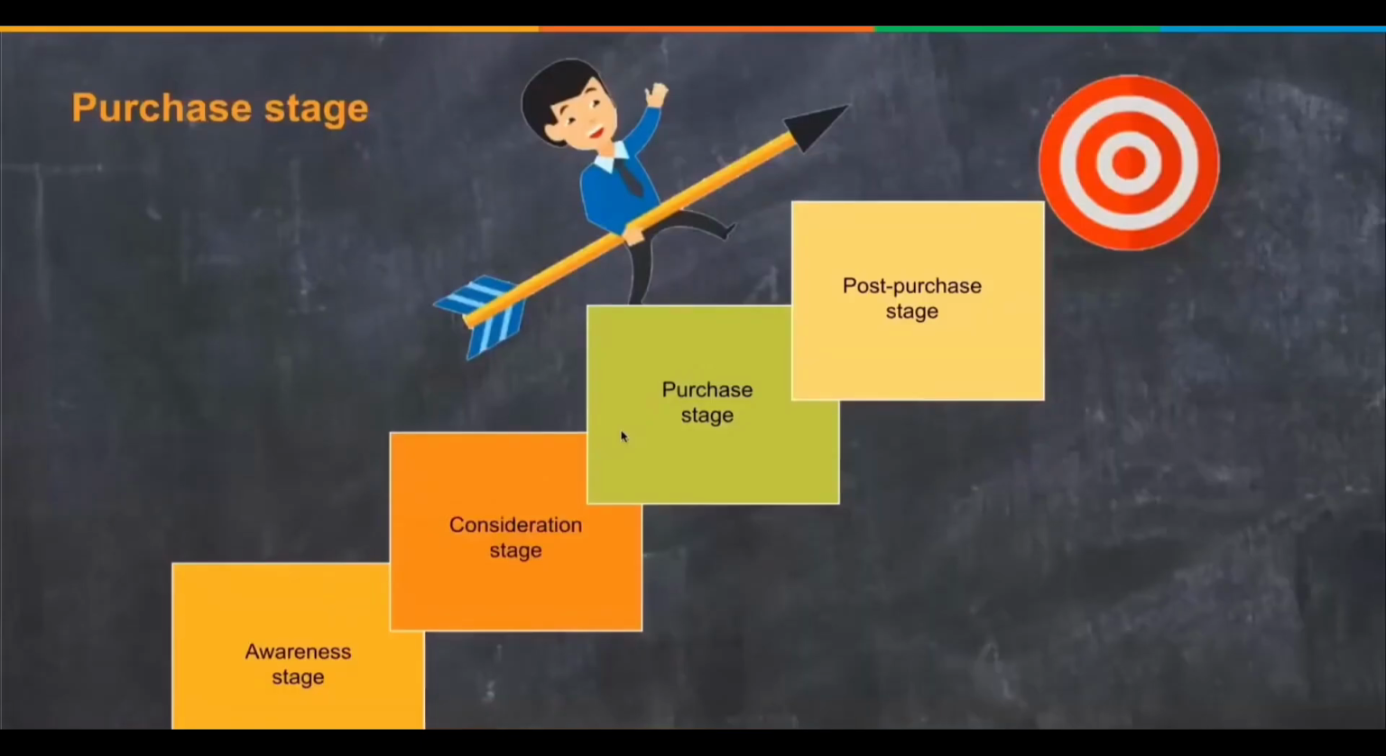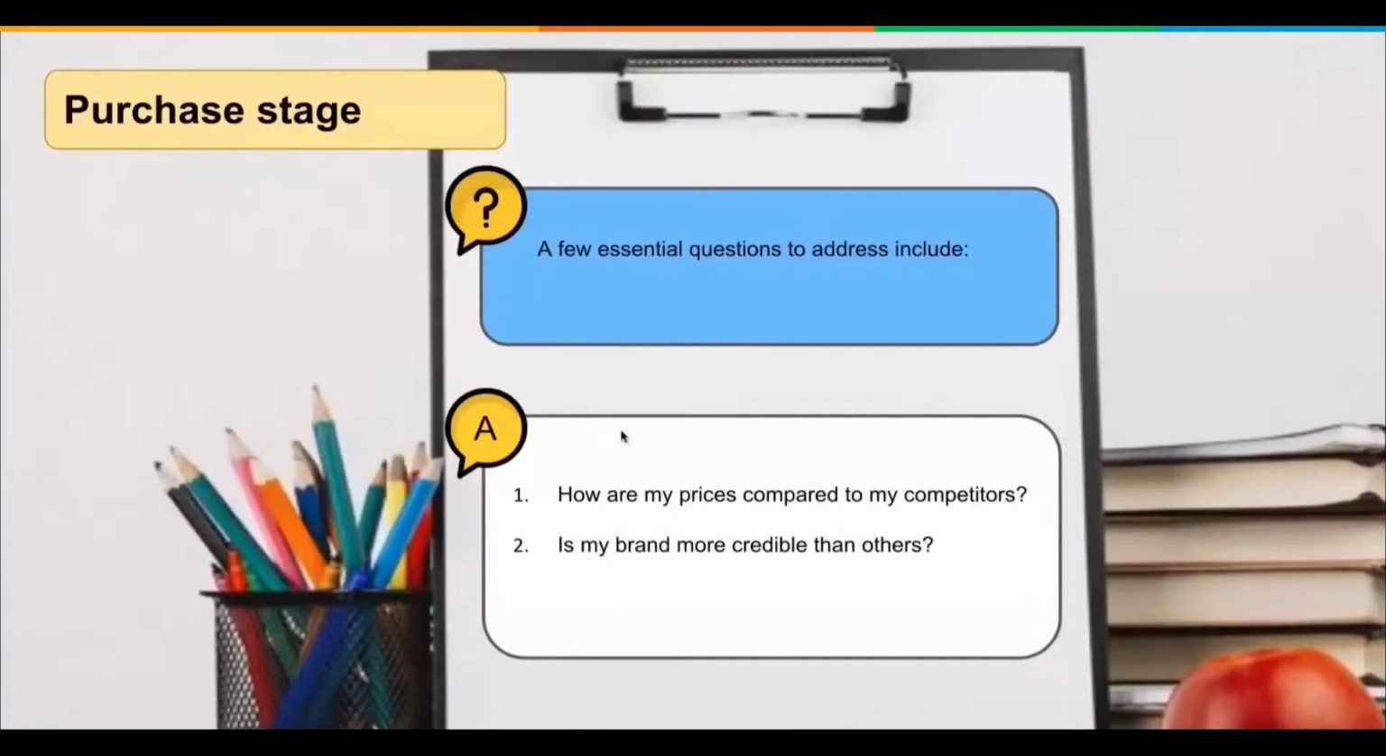Okay, moving on from the consideration to the purchase stage. So they're aware of you, they're considering you, and now we're on to the purchase stage. So the questions we want to really make sure we address here are, how are my prices compared to my competitors? And is my brand more credible than others? So they're considering you, but that price point, and it may not even be the price, it could be the shipping. For example, the price could be good, but the shipping cost could be high. So you really want to do some due diligence and research on what your competitors are doing.